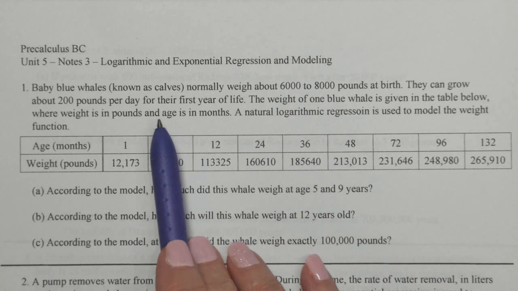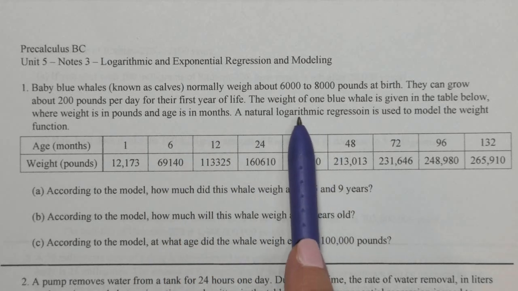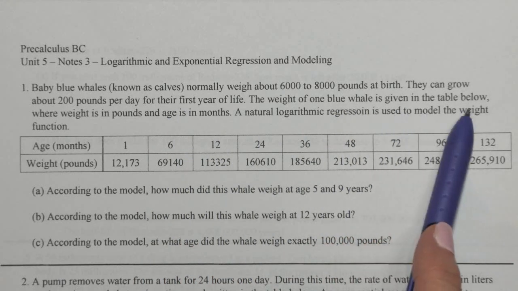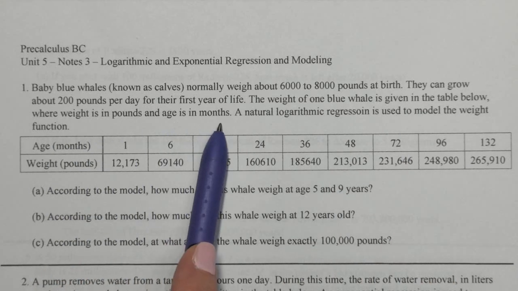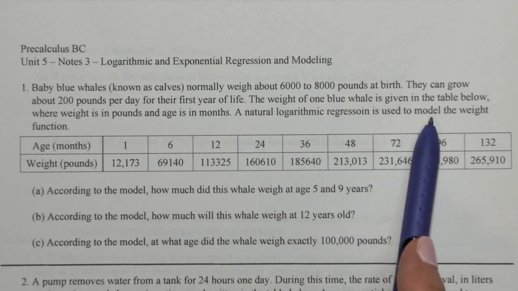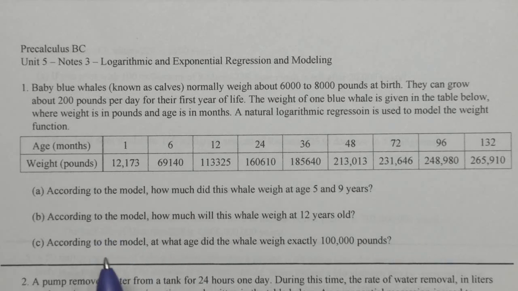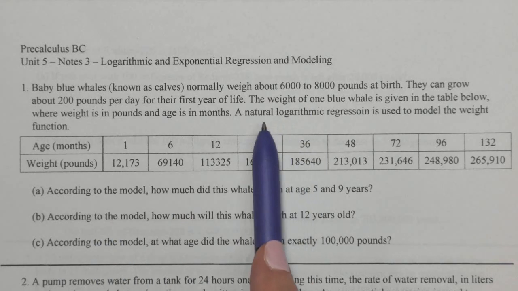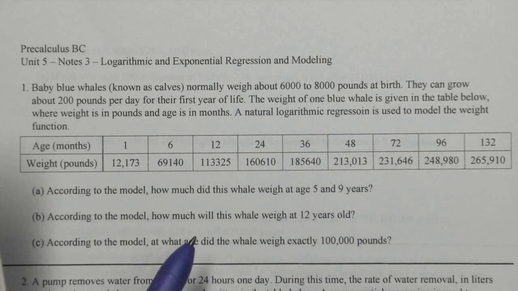They can grow about 200 pounds per day for their first year of life. The weight of one blue whale is given in the table below, where weight is in pounds and age is in months. A natural logarithmic regression is used to model the weight function. And then we're asked some questions. So let's create our natural logarithmic regression using our calculators.